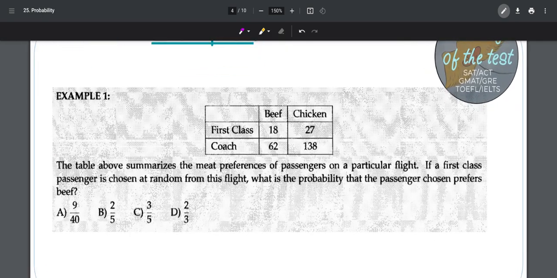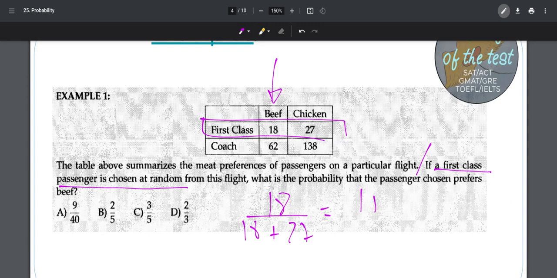So the table above summarizes the meal preferences of passengers of a particular flight. If a first class passenger is chosen at random, what is the probability that the passenger chosen prefers beef? Well, we look at the probability of the desired outcomes, which is first class preferring beef, which is 18, divided by the total number of outcomes, which is 18 plus 27. So we have 18 divided by 45, which is the probability that we're looking for. None of my alternatives look like this, which means I have to simplify. So I divide by 9, I get 2 divided by 5, which is letter B.